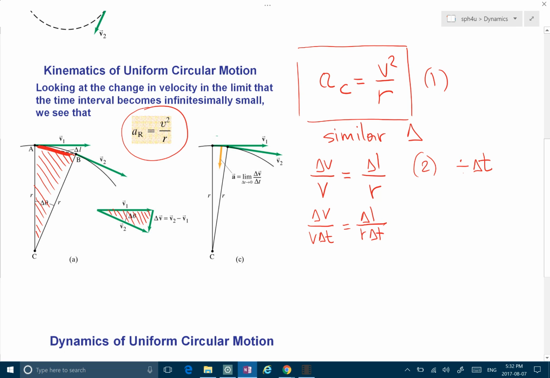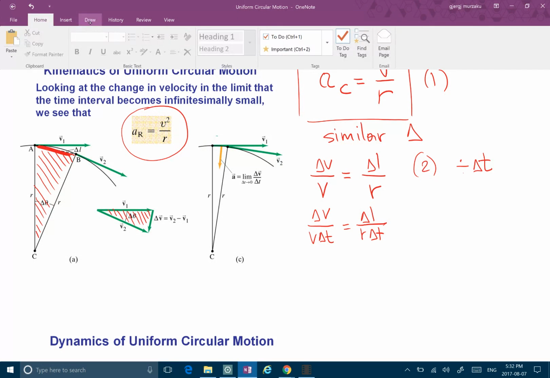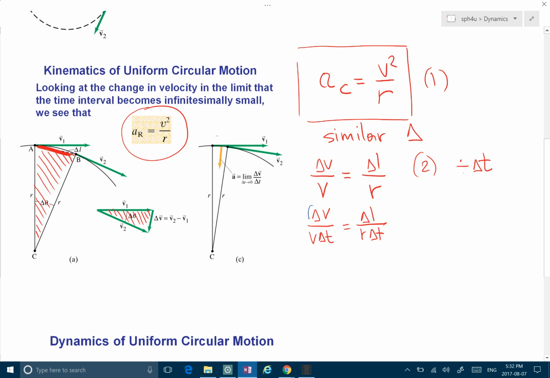And then we look at these two ratios, delta v over delta t here and delta L over delta t. So delta v over delta t is nothing but acceleration according to the definition of the acceleration. And delta L over delta t is nothing but the speed of the object, right? We're making an assumption here that our path is almost delta L, that straight line, because the angle delta theta is very tiny, all right? It's going towards zero.